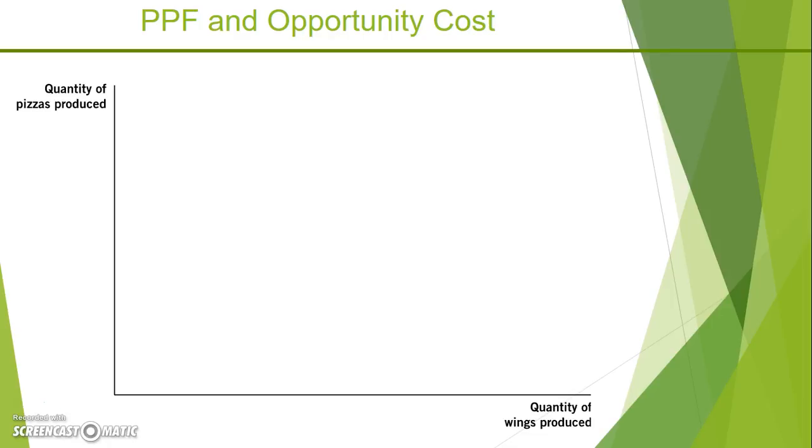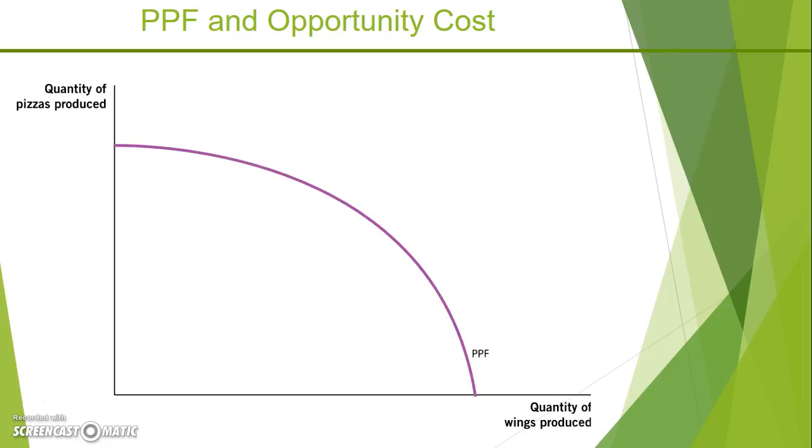Recall that economists often like to use models like this to give us a simplified view of a very complex world. Of course, in reality, there's no society that only produces two things, but from this model, we can learn some things about how societies do work, even in the more complex, realistic situations.